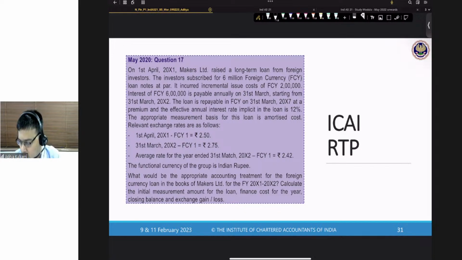Now coming to the question. This was asked in your RTP, so it's an important one. On 1st April 20X1, Makers Limited raised a long-term loan from foreign investors. Investors subscribed for 6 million foreign currency loan notes at par. It incurred incremental issue costs of foreign currency 200,000.